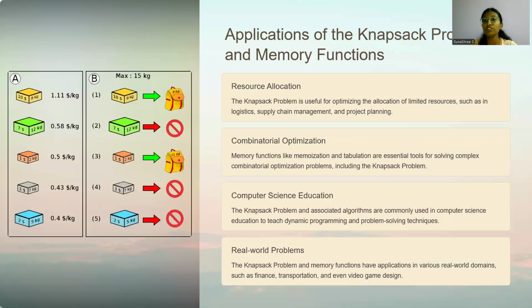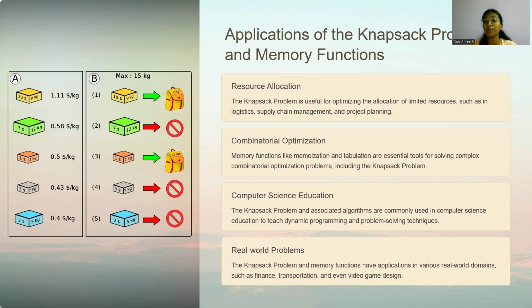Moving on to the applications of the knapsack problem and memory functions. First application is resource allocation. Here, the knapsack problem is useful for optimizing the allocation of limited resources, such as in logistics, supply chain management, and project planning. Next thing is combinatorial optimization. Here, memory functions like memoization and tabulation are essential tools for solving complex combinatorial optimization problems, including the knapsack problem.